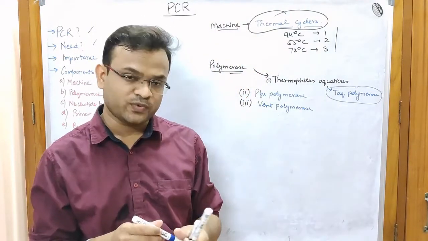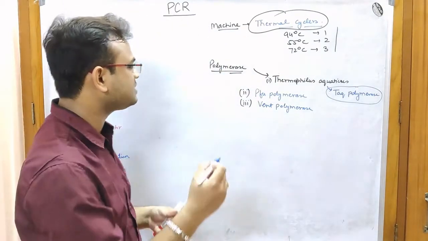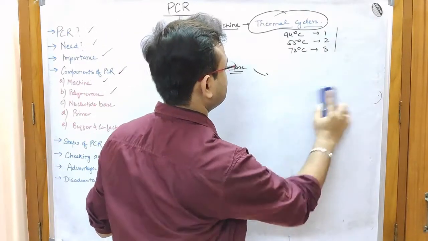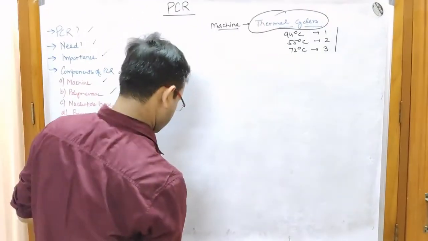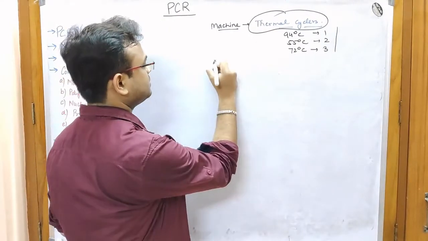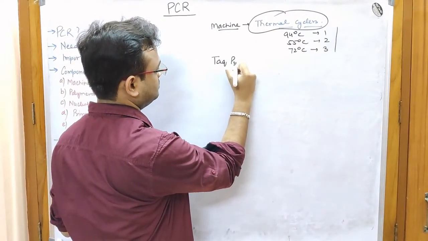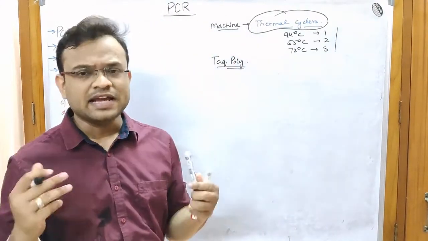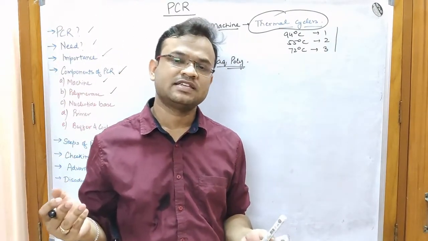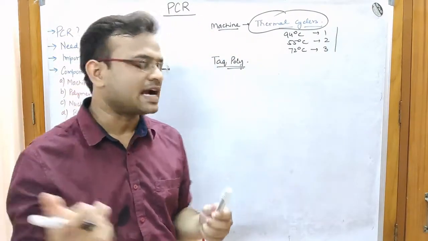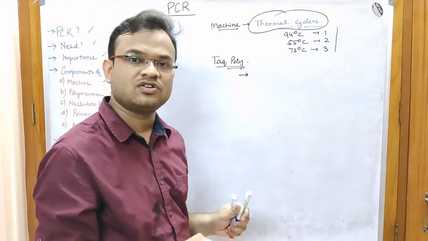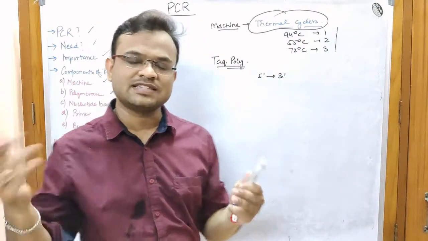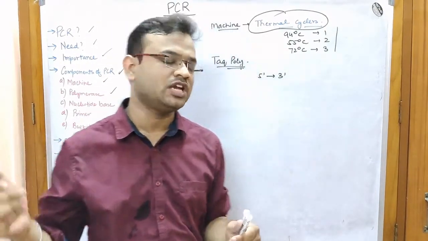So what are the salient features of Taq polymerase? Let us also understand this. Features of Taq polymerase. Like the DNA polymerases, Taq polymerase also has a polymerase activity. It would polymerize in the direction of 5' to 3'. So the direction of polymerase activity would be from 5' to 3'.